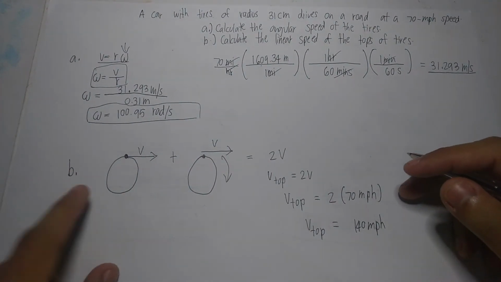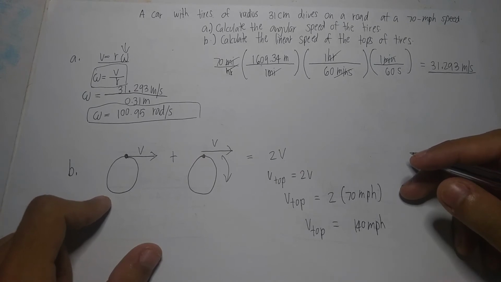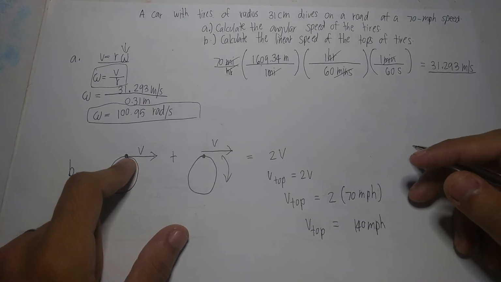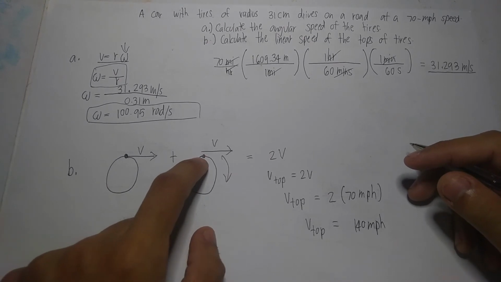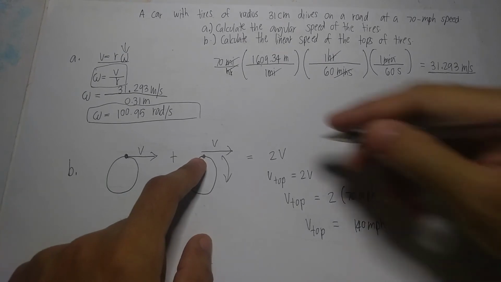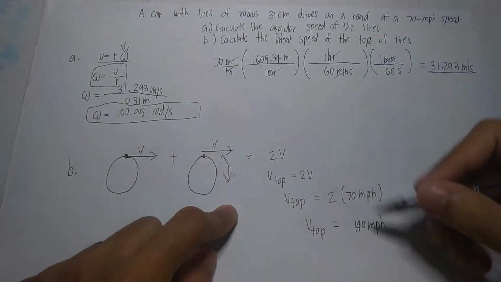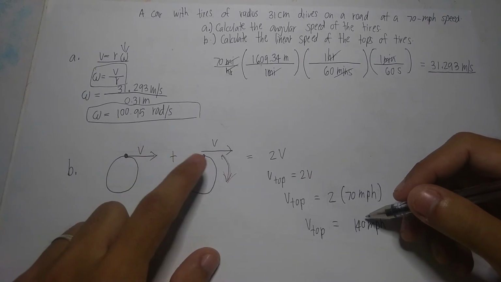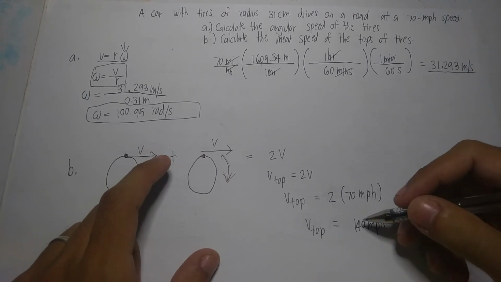So let's move on to letter B. So to find letter B, we just need to apply a principle. We know that in translational motion, there is a velocity acting at the top. We also know that in rotational motion, there is also a velocity at the top of the tires, and we know that the movement is going from here. Therefore, what we need to do is we will just double the linear velocity that we previously have in the problem in order to solve the problem.